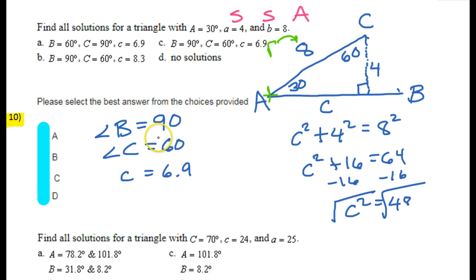So this is the solution. B is 90, angle C is 60, and side C is 6.9. So the answer is C.